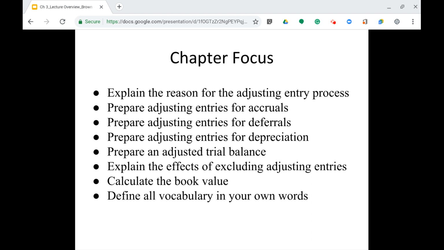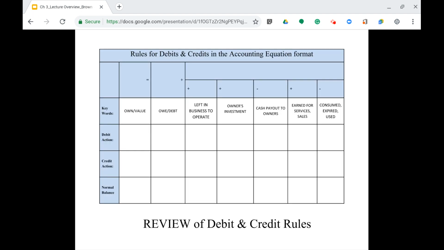Calculate your book value, which is another concept that's explained in your book, and we'll go over it briefly. Know what the effects are if you do not record an adjustment. Very, very, very important. And I have some exercises to give you to review. And then, of course, define all your vocabulary.